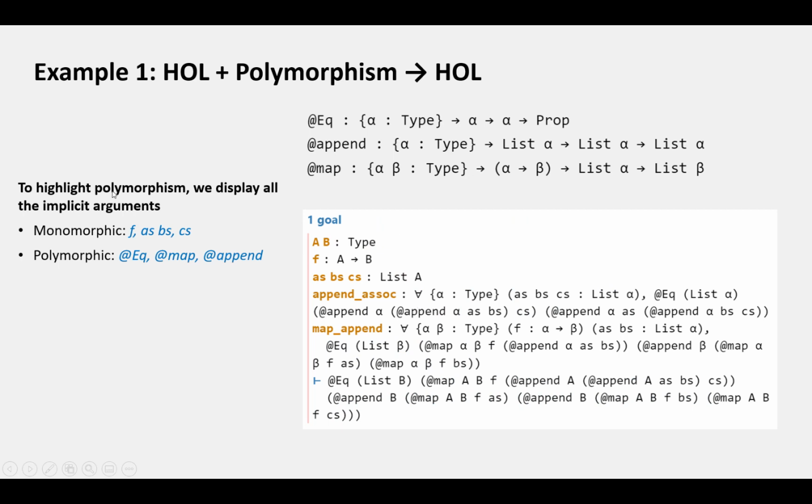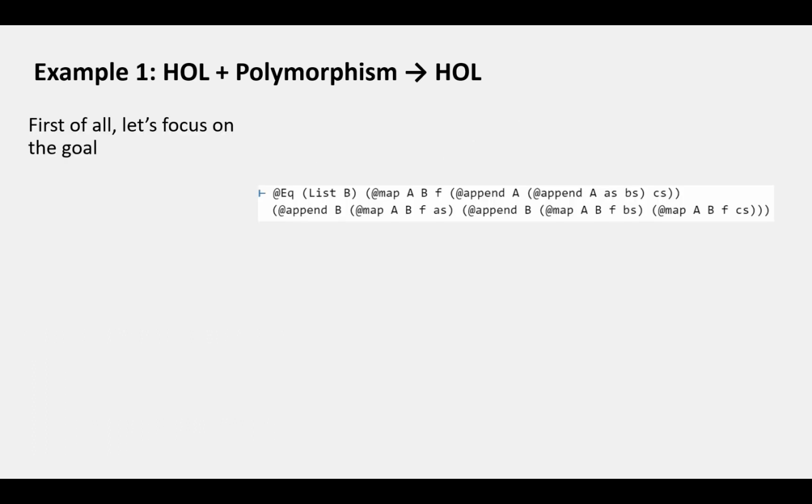So to highlight polymorphism, we will display all the implicit arguments. So we can see that there are three polymorphic functions, namely Eq, map, and append. And they occur both in the hypothesis and in the goal. So how do we get rid of this polymorphism? First of all, let's focus on the goal. For the goal, it's actually very simple.